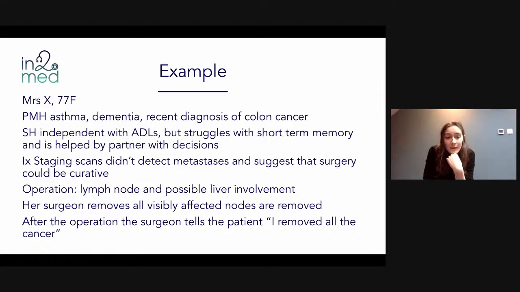In terms of important decisions, she relies a lot on her partner to help her with them. When we investigated initially, the staging scans didn't show any metastasis and it was thought that the surgery might be curative. However, during the operation, there was some lymph node and possible liver involvement. The surgeon removed all the lymph nodes that they could see that were affected. Then post-op, when the patient is in recovery, he tells the patient that he removed all of the cancer. So what are the ethical considerations in terms of what this surgeon has told the patient?